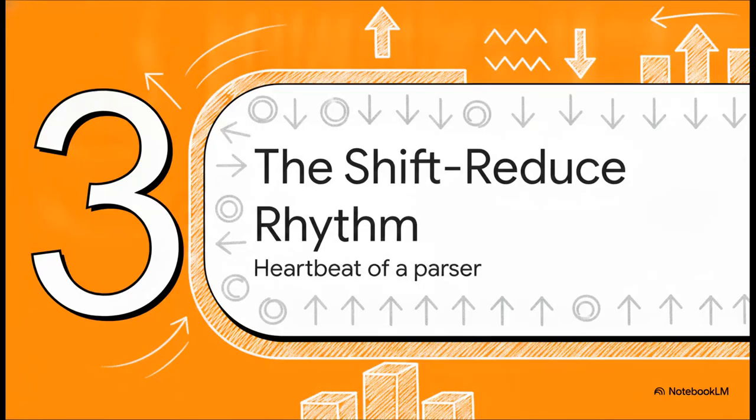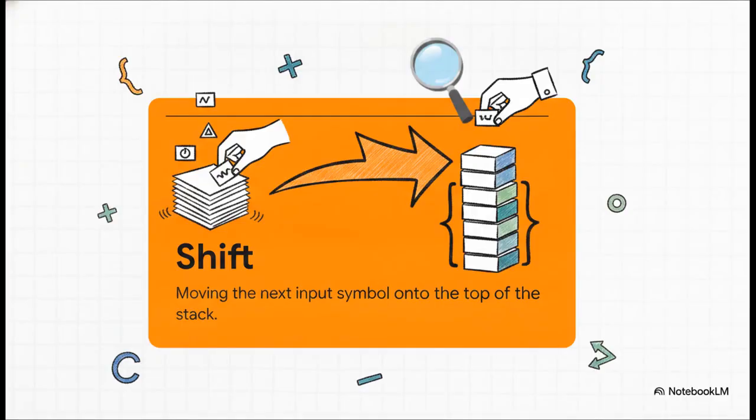Which brings us to Section 3, the shift-reduce rhythm. This gentle upward building is driven by a really calming, repetitive mechanism. The first move in this rhythm is the shift. Imagine you're organizing scattered papers on a desk.